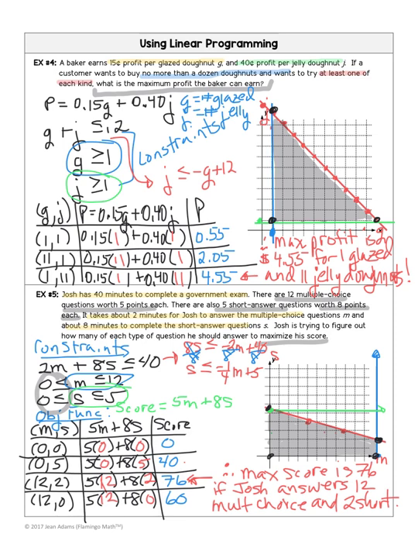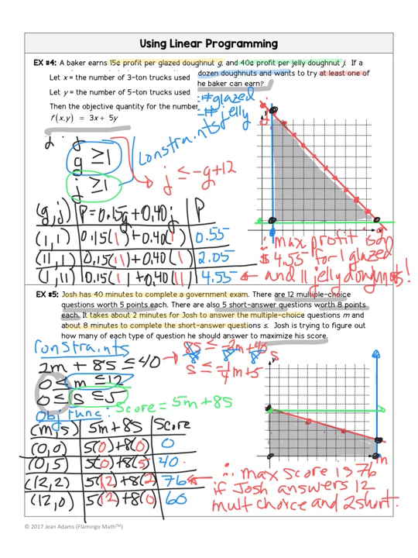So in this problem, we're going to read first to figure out our constraints and our objective function. Actually, they gave us our objective function. Hooray. So here it is, right here. They gave us our objective function, and they defined our variables for us right here.